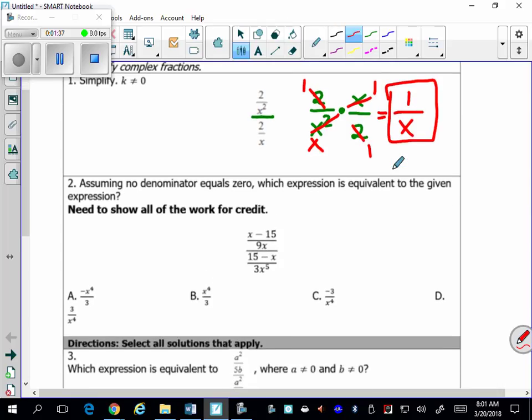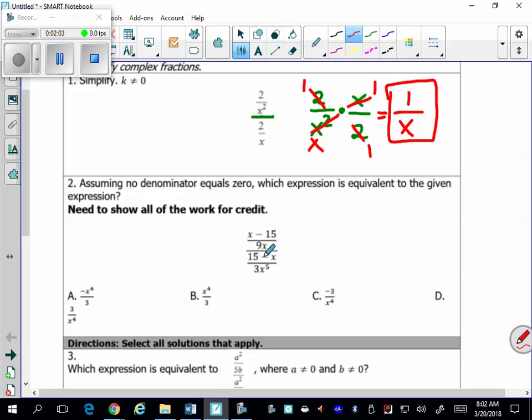Moving on to number 2. So we have, assuming no denominators equal 0, that's always the case in math. No denominator can ever equal 0, so that doesn't really matter for you when it comes to simplifying this problem or finding which expression is equivalent. So you look at it, we have a fraction here. There is a subtraction, but it's one fraction divided by another fraction.